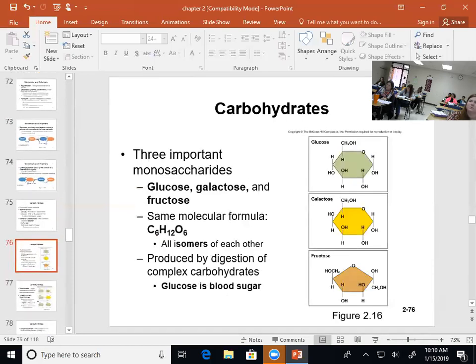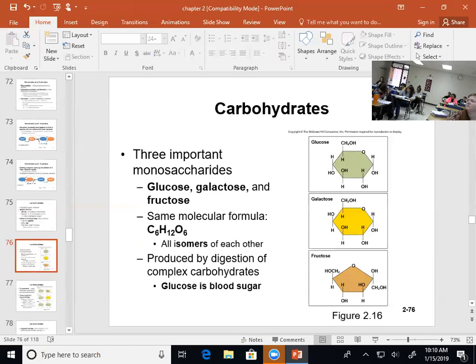Now, not all carbohydrates are good carbohydrates. Some are said to be empty carbohydrates. Have you ever heard that they're empty calories? Carbohydrates that are empty calories can still be used for energy.